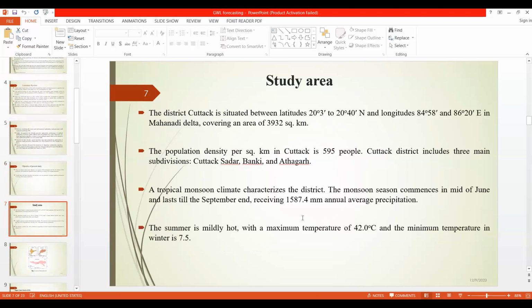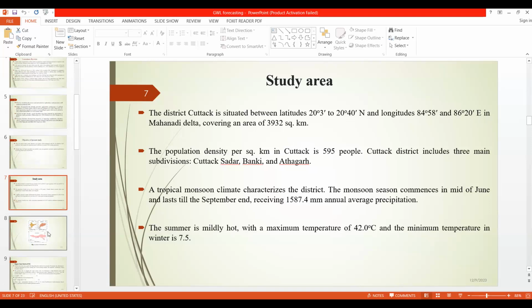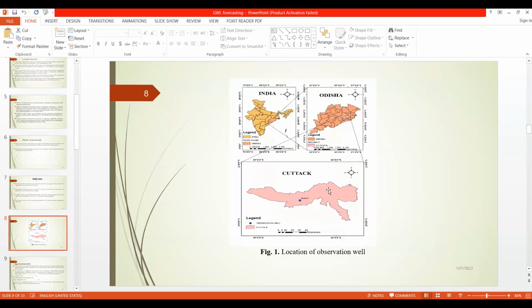model. Now, coming to the study area, as this is a case study, I've taken a study area that is Cuttack district of Odisha, and these are the details about the study area. It is situated between latitude 20 degrees 3 minutes and 20 degrees 40 minutes north, and longitude 84 degrees 58 minutes and 86 degrees 20 minutes east, and it covers an area of around 3932 square kilometers. The maximum temperature is usually 42 degrees Celsius, and the minimum in winter is 7.5 degrees Celsius. And this is the study area in Cuttack.